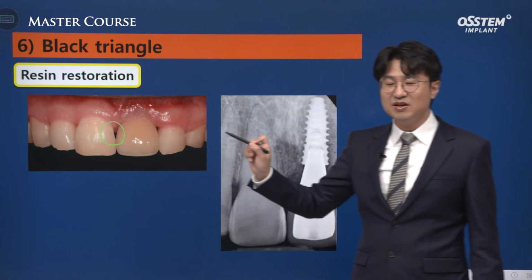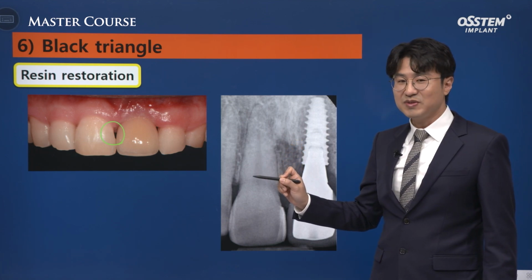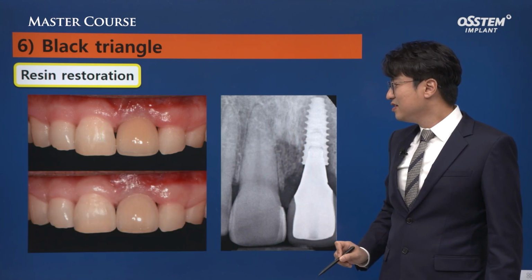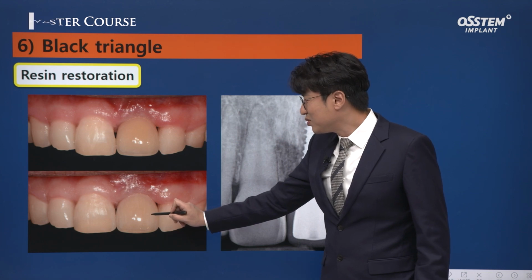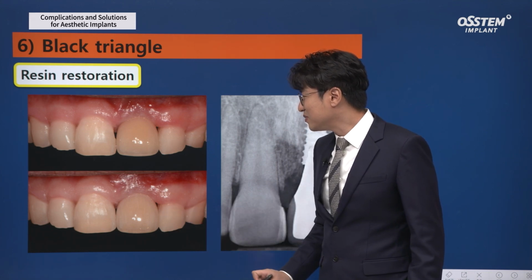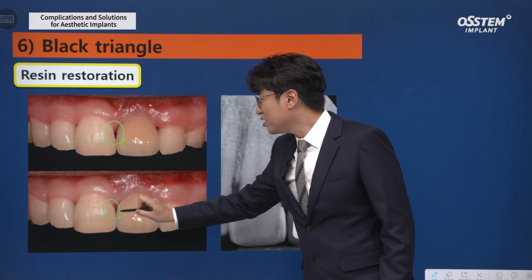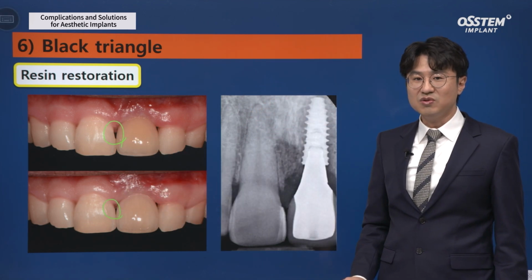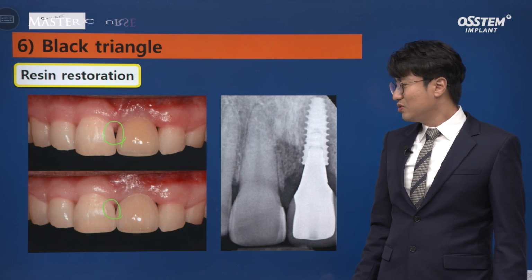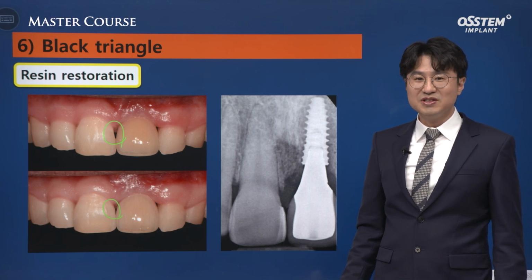Another case, a relatively young patient, and there is a black triangle problem. See, the color is quite different too. I tried to erase the stain as much as possible, but it is still shiny, different from the adjacent teeth. This part is filled with resin to reduce the black triangle, and the patient was satisfied, so we decided to observe.